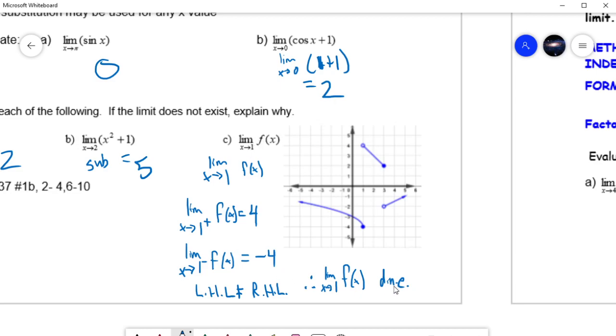Okay, so here's what I've said. Someone is going to write, the limit does not exist because the two sides don't match up, and that person is going to get 60, right? Not because they don't have the knowledge, but because they don't have the communication.